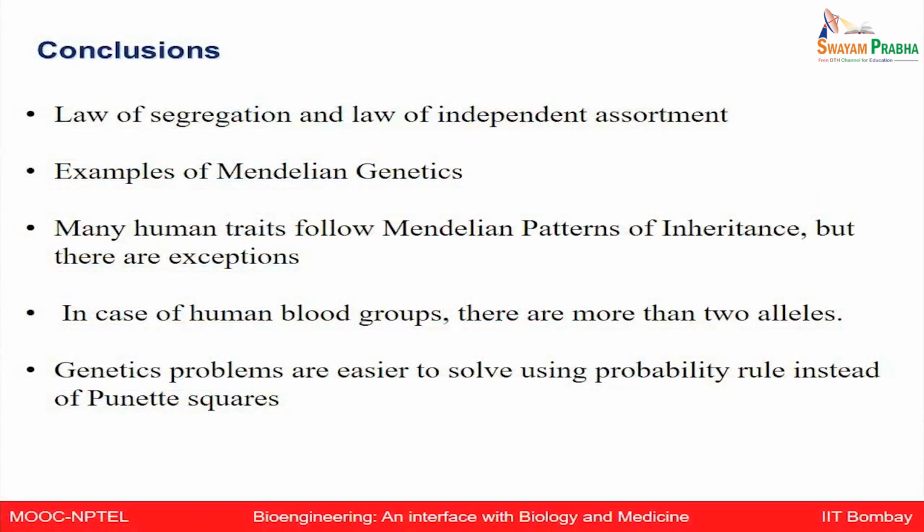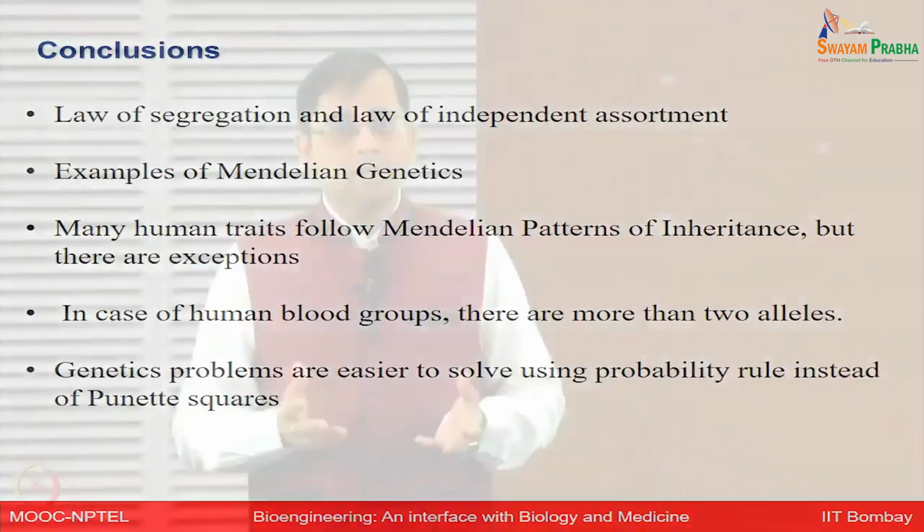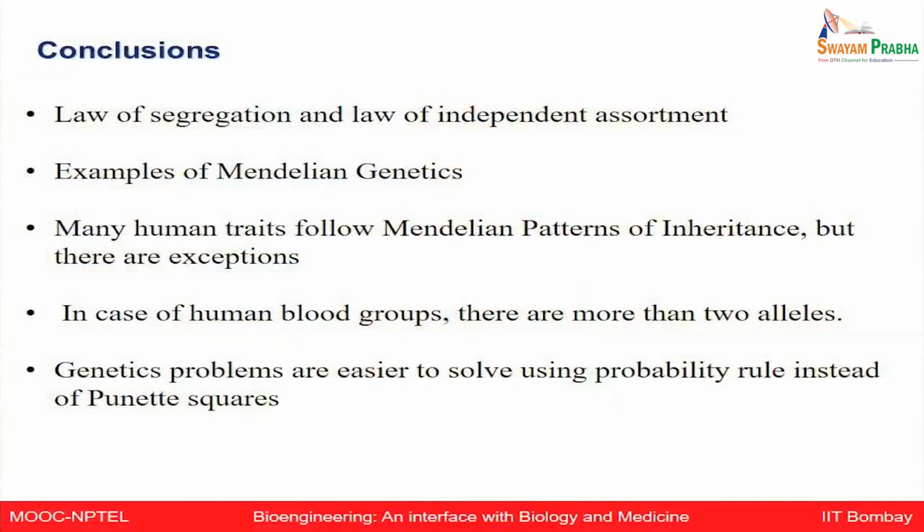For example, in the case of human blood groups, there are more than 2 alleles. The blood groups are not just A or B, they can also be codominant, that is A and B, or else neither A nor B, that is O blood group. We have also solved many genetics problems together. You might have realized how easy it is to solve problems using probability rules rather than drawing Punnett squares.